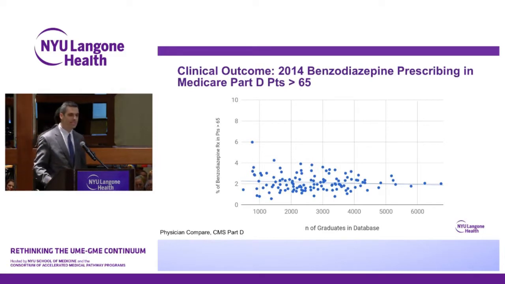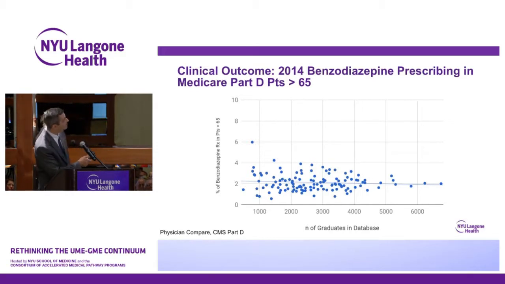This graph takes each of our medical schools as a blue dot. So each blue dot is a separate medical school. Along the bottom are the number of graduates in the database that medical school has. So if you remember, from our cheat sheet in the beginning, this dot over here is going to be Indiana. And these dots over here are schools that have smaller class sizes or are more recently entered in the database. And along the left, this is the percentage of prescriptions for those who prescribe benzodiazepines that were done in patients over the age of 65.